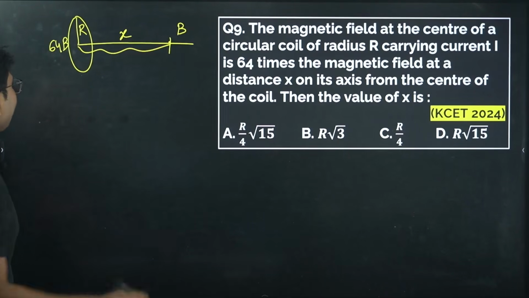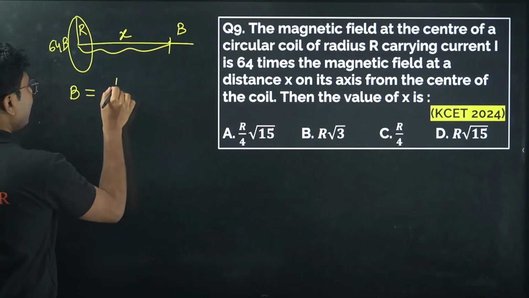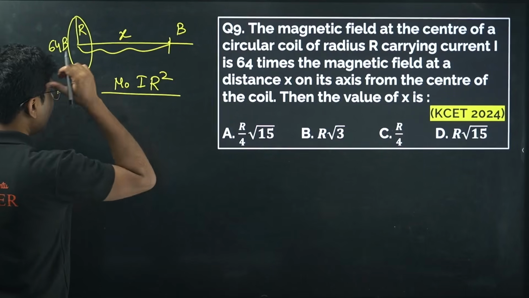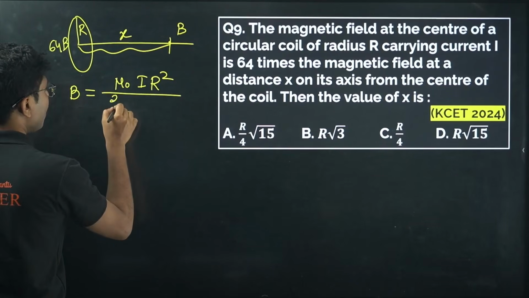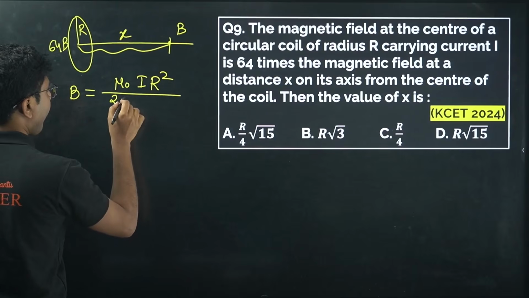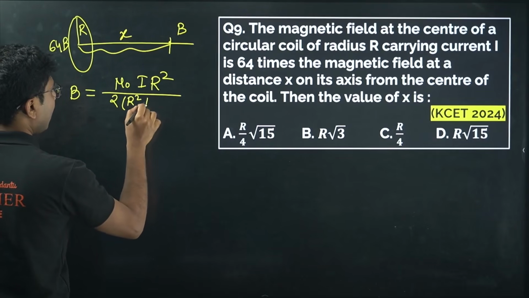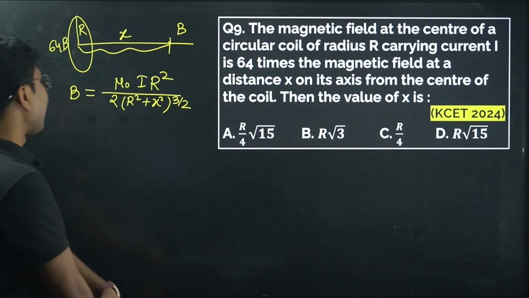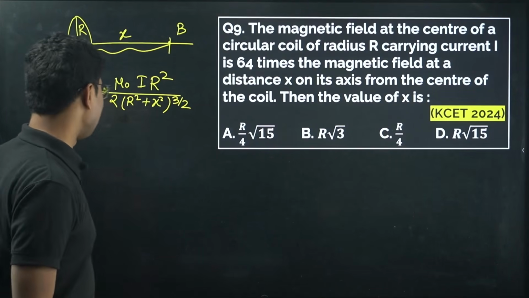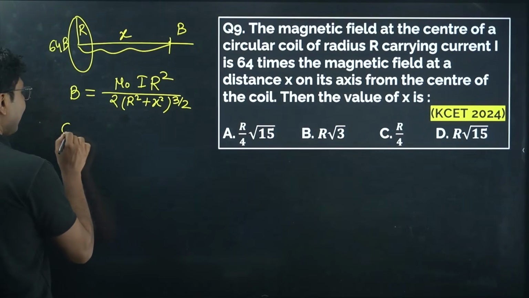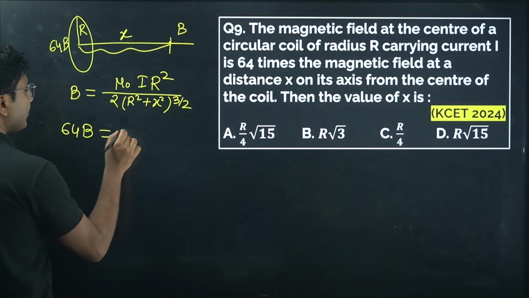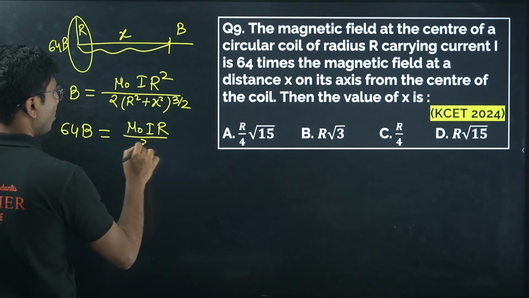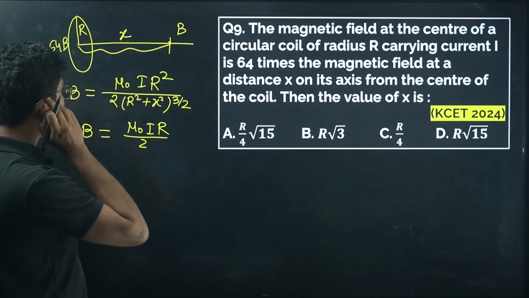So what is the magnetic field B? B is given by mu naught I r square divided by 2 times r square plus x square to the power 3 by 2. This is the formula for the magnetic field at a distance x. Now what is the magnetic field at the center? The magnetic field at the center is 64B, which is given by mu naught I R by 2, right, x equals 0.